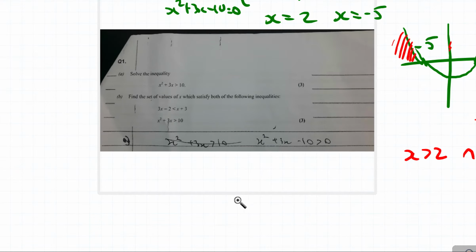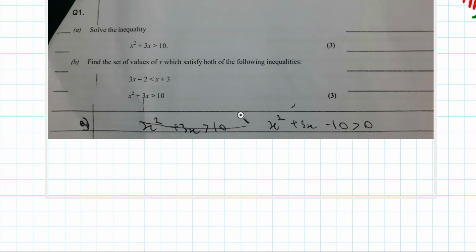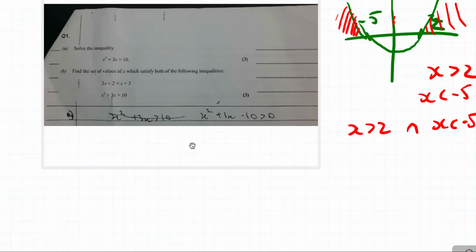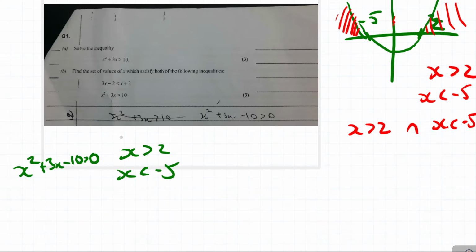Question B, find the set of x values which satisfy both the following inequalities. So the first one we got is 3x minus 2 is less than x plus 3, and then the second one is the same one that we have. So already we could say that x has to be greater than 2 or x is less than minus 5, and that's when the x squared plus 3x minus 10 is greater than 0.